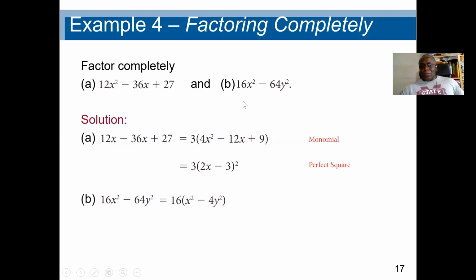Then the second one, the same thing. We have 16x squared minus 64y squared. The common factor here is 16, because 16 can go into 64 four times. So take the 16 out. 16 can go into 16 once, so it's only x squared left. 16 can go into 64 four times, so we have 4y squared. Then when we look inside the parentheses, we have a difference of two squares, because it will be x squared minus (2y) all squared. And that will give me 16 times (x plus 2y) and (x minus 2y), using the difference of two squares.